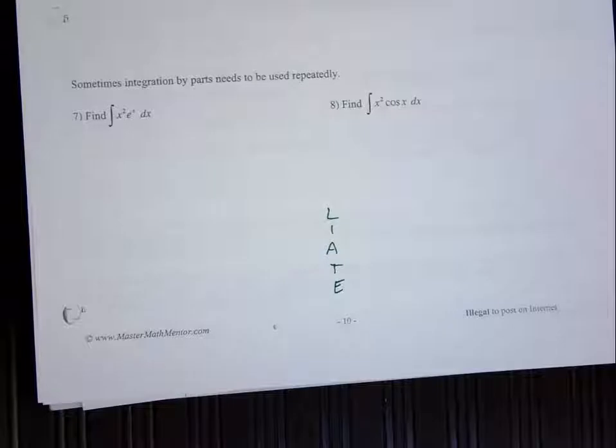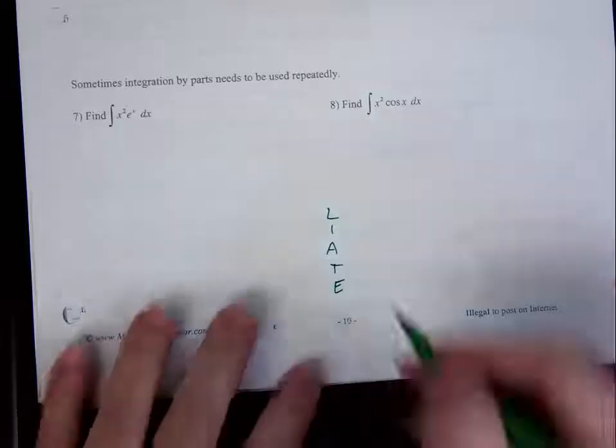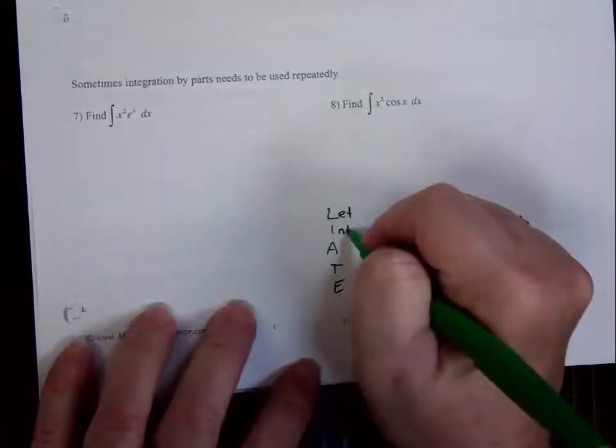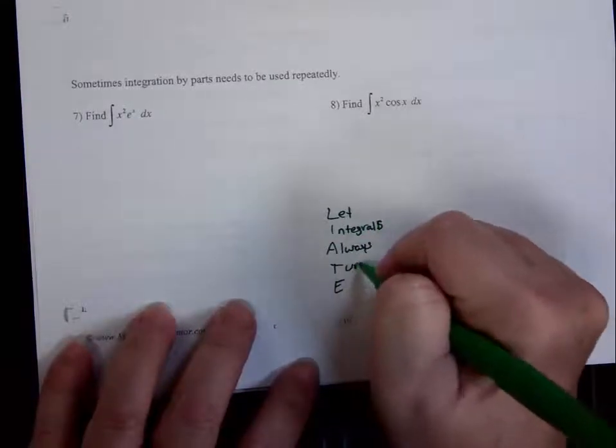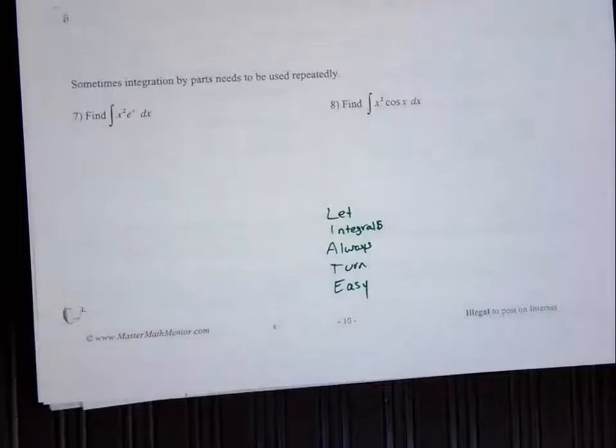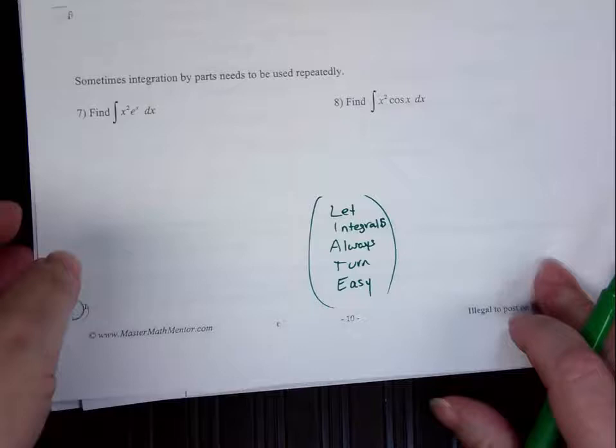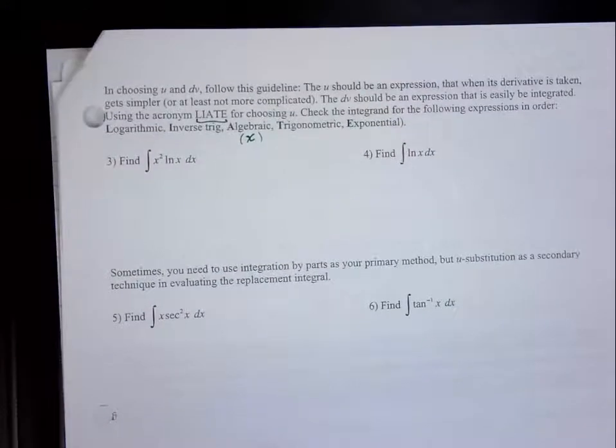This is basically what I would call the calculus prayer, okay? It stands for Let Integrals Always Turn Easy. Because what this procedure will do is take a difficult integral and turn it into an easy integral. Let integrals always turn easy. Wow, that thought was pretty clever, because that's what we're doing. We're taking an integral that's difficult and turning it into an integral that's easy. Okay? So there it is: LIATE.